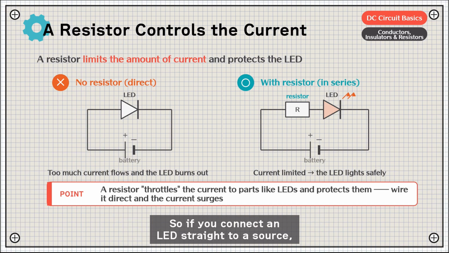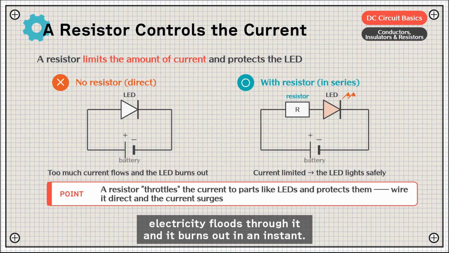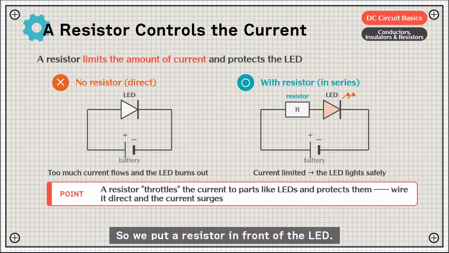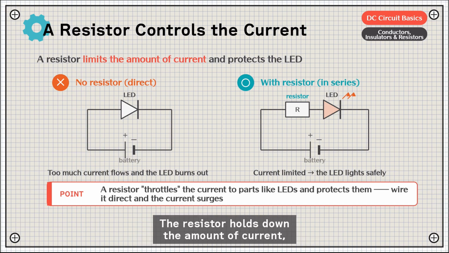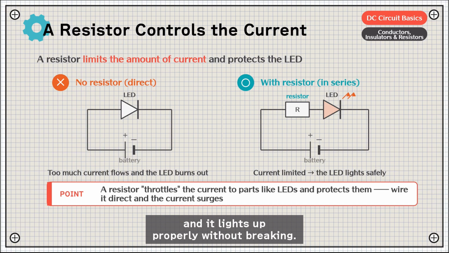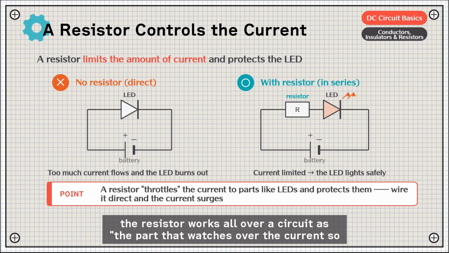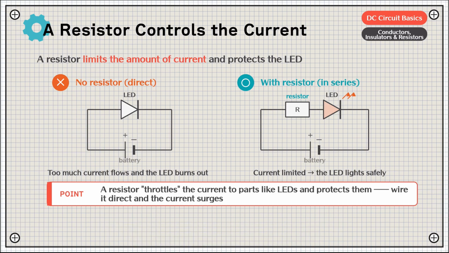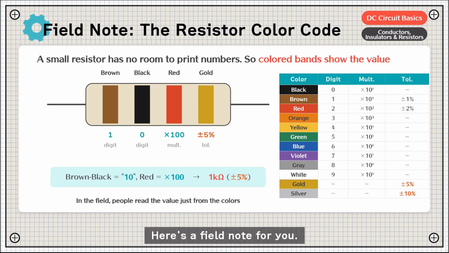So if you connect an LED straight to a source, electricity floods through it and it burns out in an instant. So we put a resistor in front of the LED. The resistor holds down the amount of current, so only a safe amount of current flows through the LED and it lights up properly without breaking. Like this, the resistor works all over a circuit as the part that watches over the current, so it doesn't flow too much. Here's a field note for you.